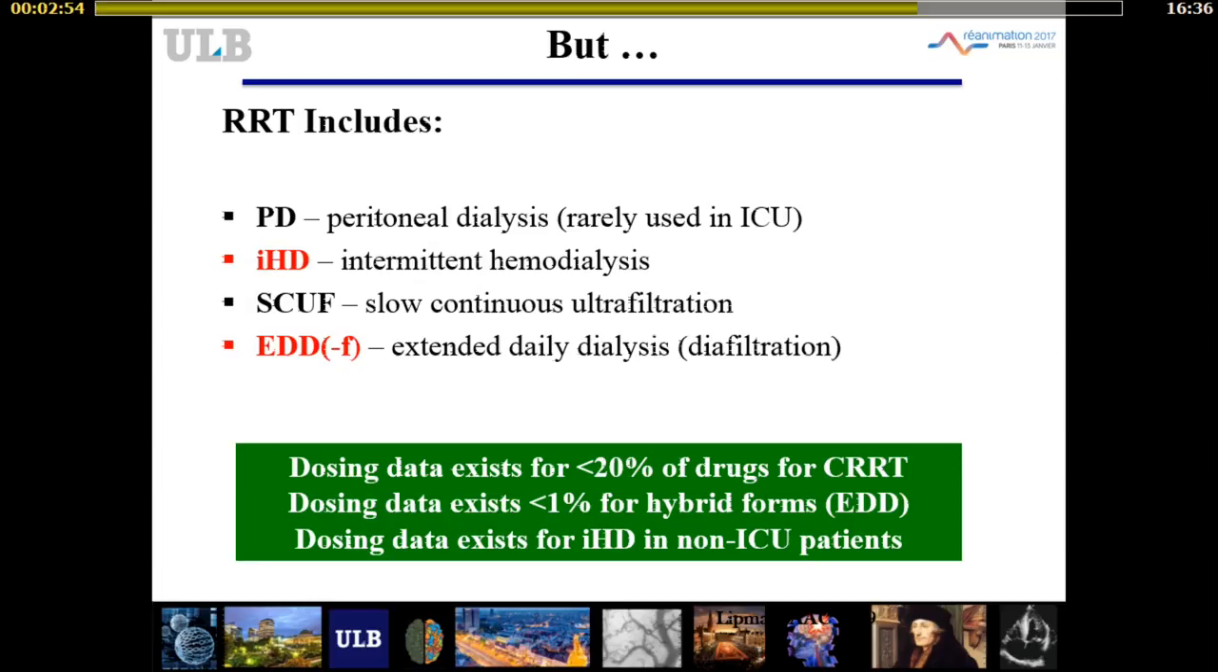Of course, I showed you these patients have not the same pharmacokinetics, the critical illness. So can we think that those drug regimens validated in this setting could be valid in our ICU patients? I don't think so, but we don't have data in that setting. And finally, now we have this kind of extended intermittent daily dialysis application, the EDD, the SLED application, and less than 1% of drug have been tested in this setting. So we don't have any proposal.